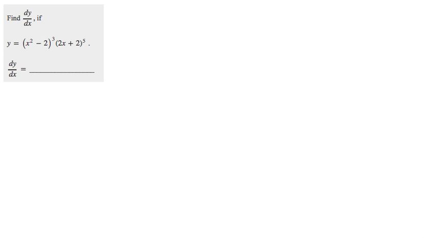So the outermost operation that I see here, or when you look at the big picture, is this product. There's an implicit times right there in between these two factors, in between the x squared minus 2 cubed, and then the second factor is the 2x plus 2 to the fifth. So the first rule that we're going to use is the product rule.